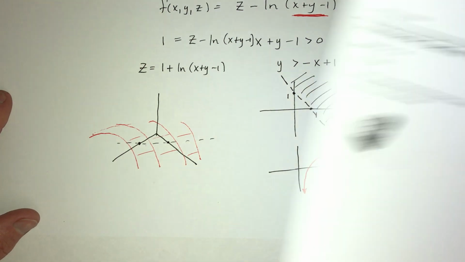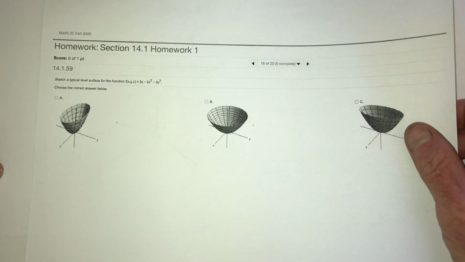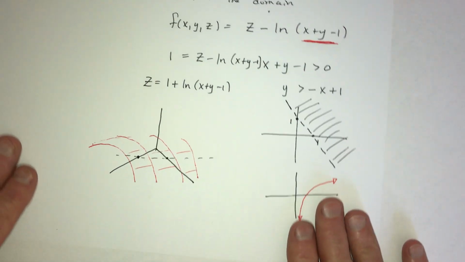So on the homework, they actually give you pictures. You don't have to draw the pictures. You just have to pick which one you think it is. And of course, with the help of GeoGebra, you should be able to do those pretty easy.